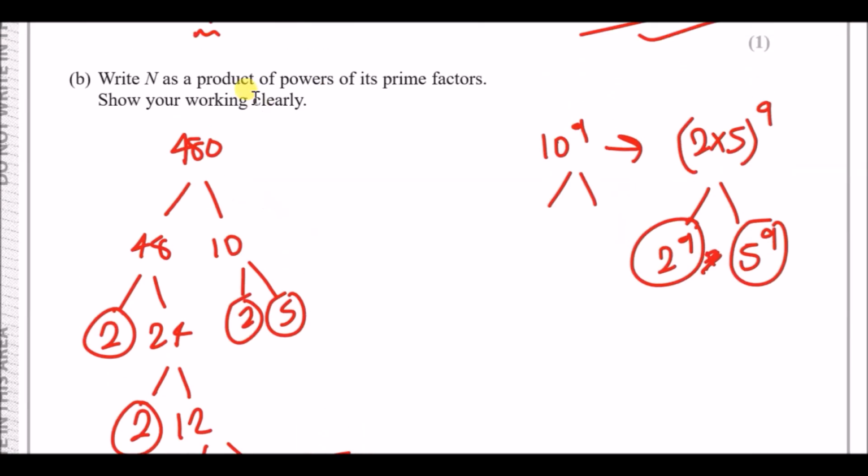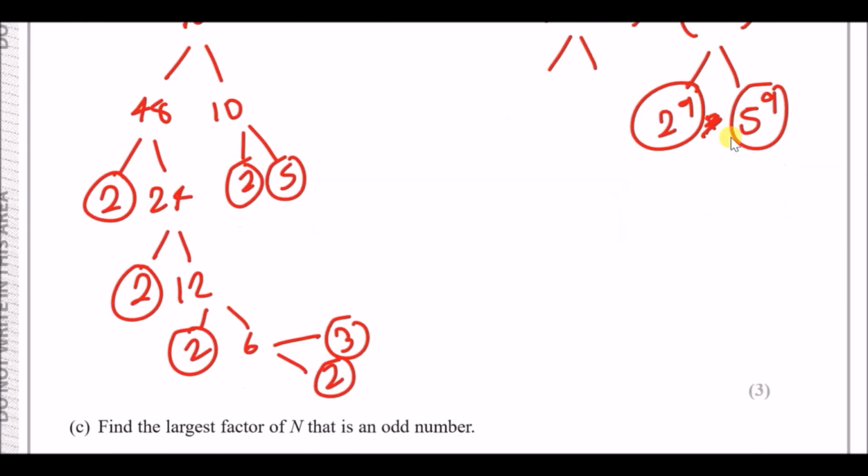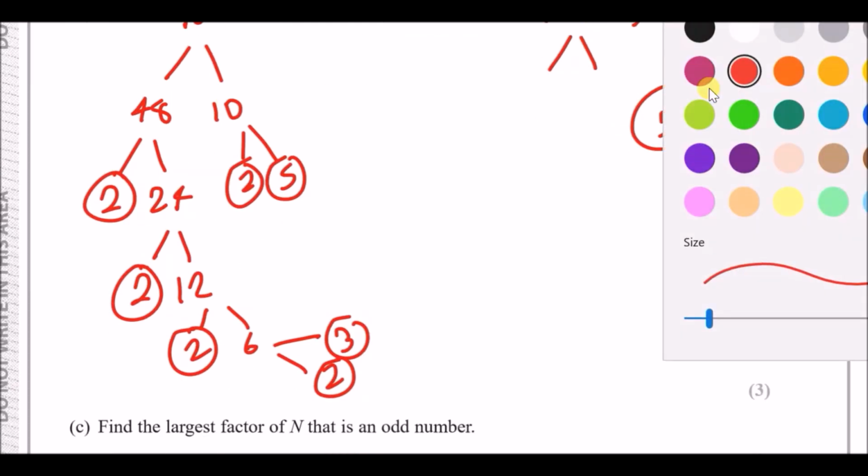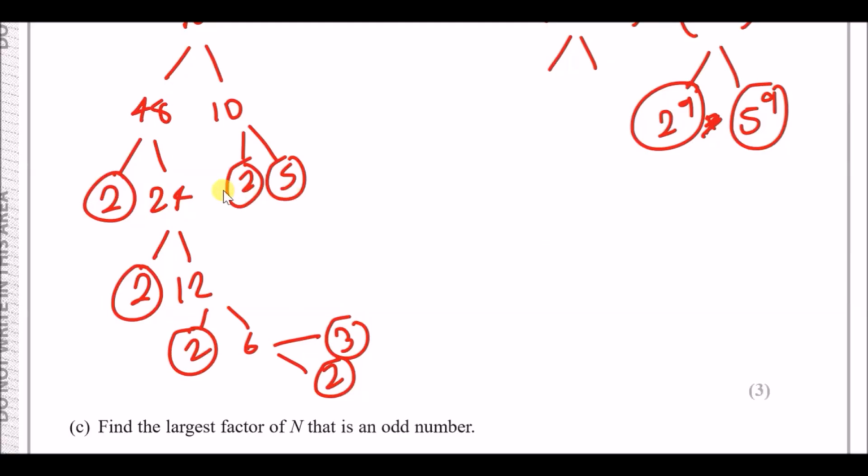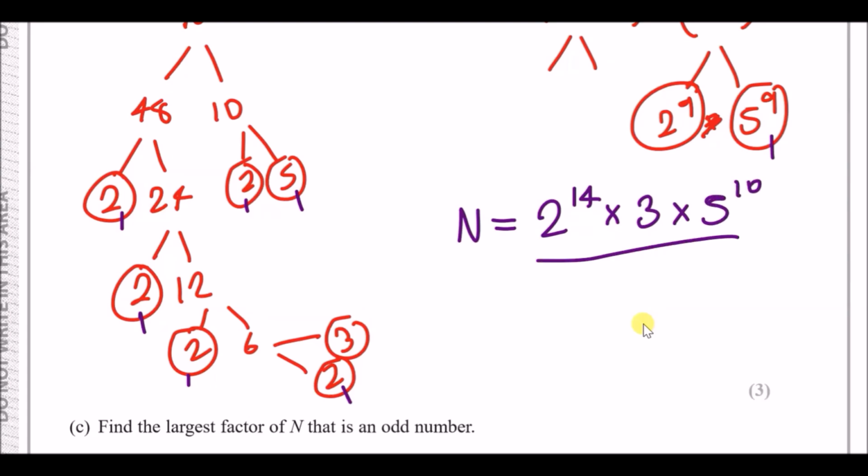Now finally, they want us to write n as a product of its powers. So in other words, we need to combine everything together. So this is the part where we just literally count them up. So starting with the 2s, we have 1, 2, 3, 4, 5 on this side. And we got 9 on this side. So collecting them, we're going to have 14 2s. So we have n equals 2 to the power 14. Now we look at the next digit, which is 3, and we only have a single 3, so times 3. And as for the 5, we got 1 here and 9 here. So altogether we got 10. So 5 to the power 10.